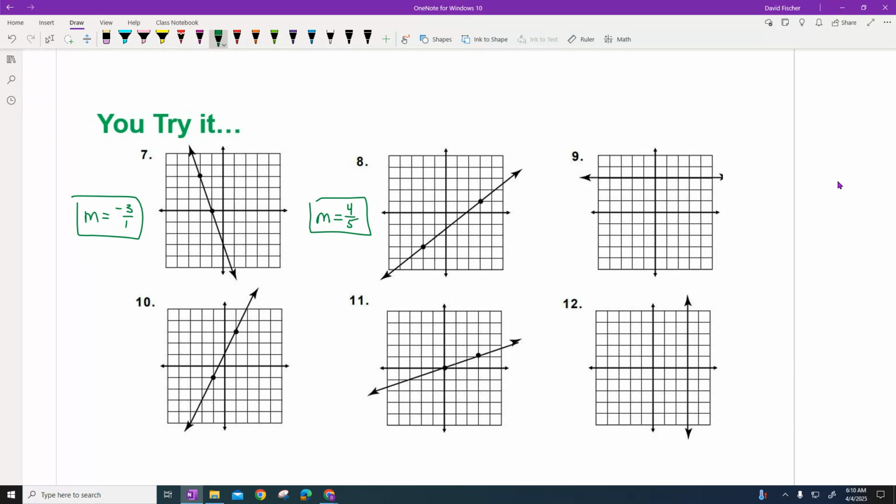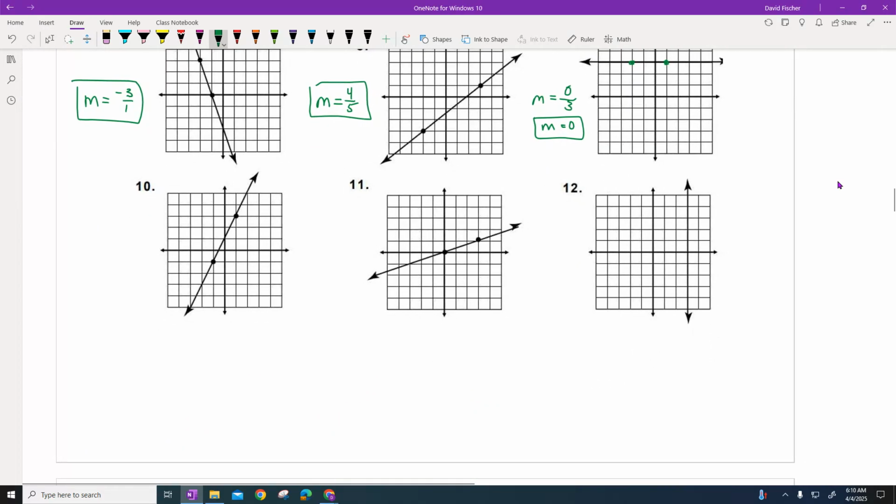That's that horizontal line. Now if you wanted to do it by the ratio, you can make your own dots anywhere. I didn't go up, and I went over 1, 2, 3. And on my calculator, if I did 0 divided by 3, I get m equals 0. Okay? Work on knowing that that's what that is. Alright.